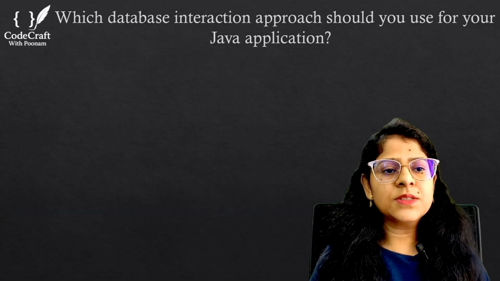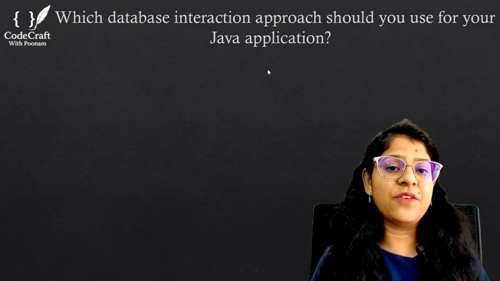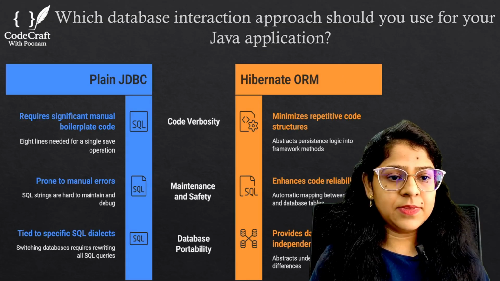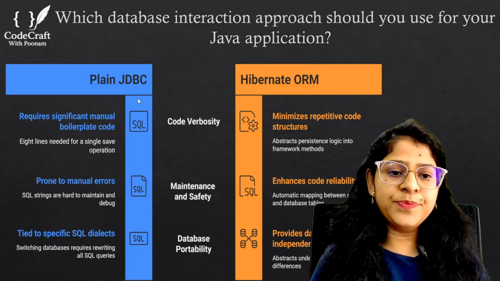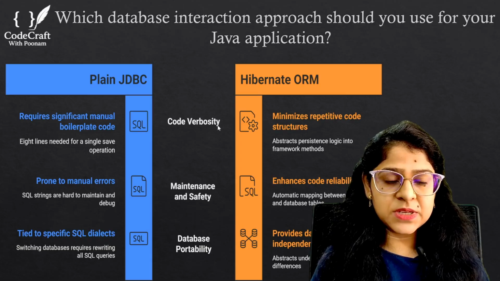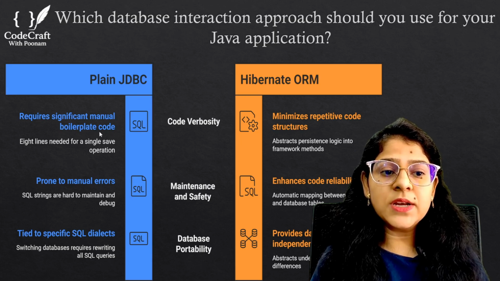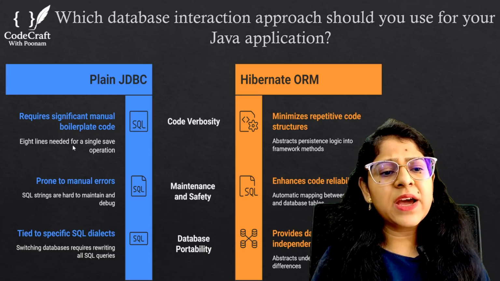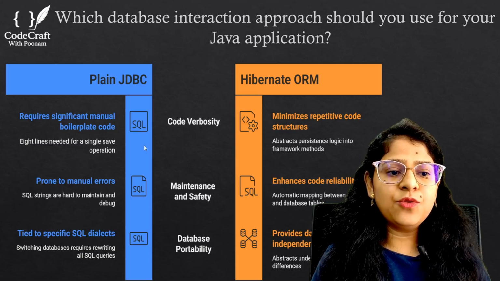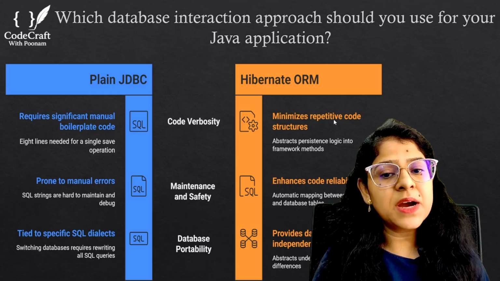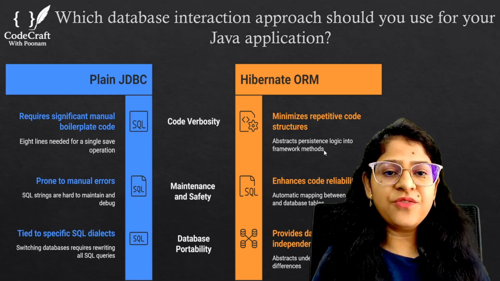Now, which database interaction approach should you use for your Java application, plain JDBC or Hibernate ORM? Here you can see code verbosity. Plain JDBC requires significant manual boilerplate code. You need to write many lines of code for a single save operation, as I told you, right? If you go with Hibernate ORM, it minimizes the repetitive code structure. It abstracts persistence logic into framework methods.